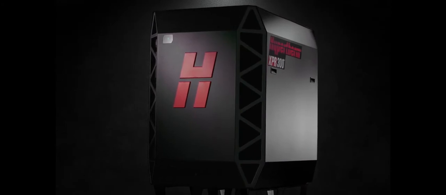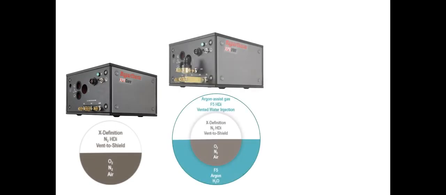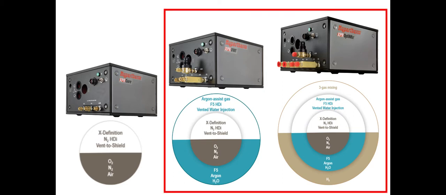The XPR represents the most significant advance in mechanized plasma cutting technology ever. The XPR advances high-definition cut quality by blending new technology with refined processes for next-generation, X-definition cutting on mild steel, stainless steel, and aluminum. Three console options, core, vented water injection, and OptiMix, deliver successively enhanced cutting capabilities on stainless steel and aluminum, with the inclusion of argon marking capability on select consoles.